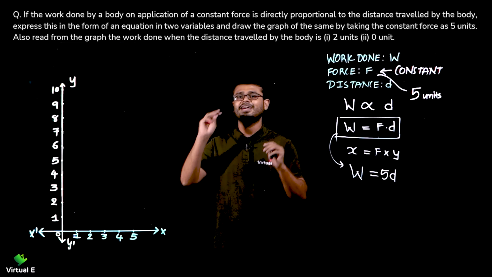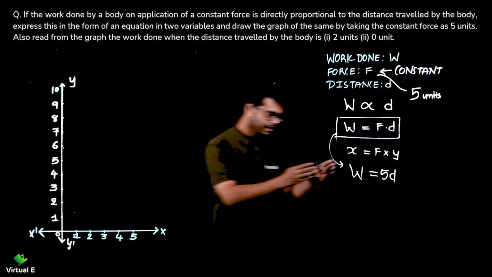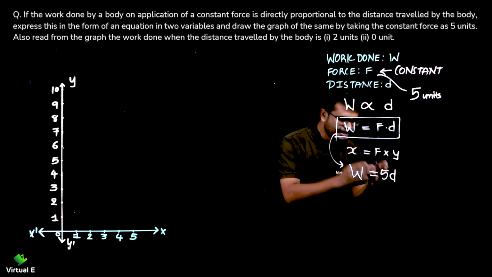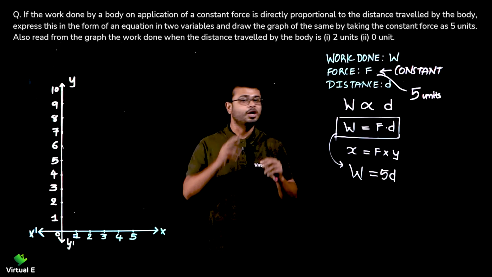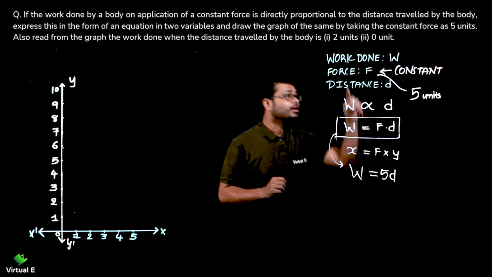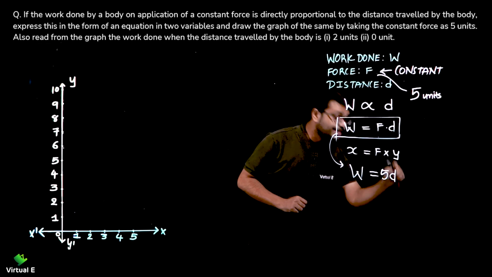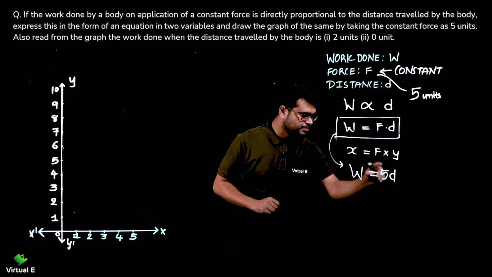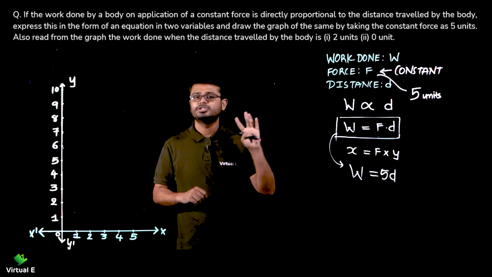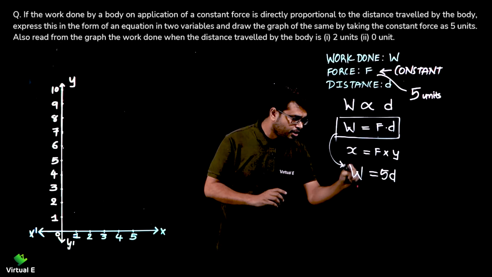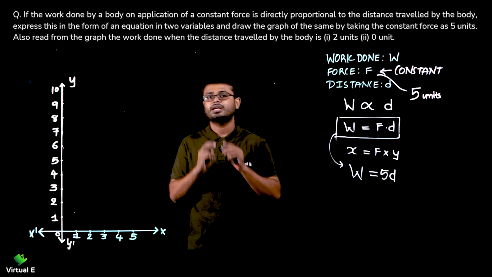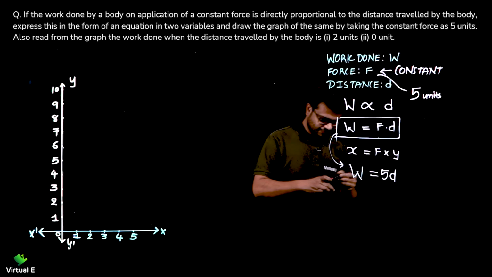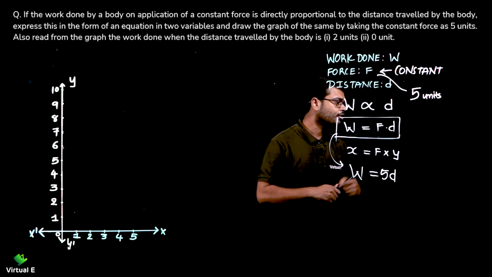Now it looks like there are only two variables. You will get a better idea compared to the previous equation: W is equal to 5D is a linear equation in two variables. What are the two variables? First is work done, and second is distance. So I have two variables and I have a relation as well. This is my equation in two variables, and we are supposed to draw the graph of this one. We have done some graphs like this that will help you to draw it in a better way.